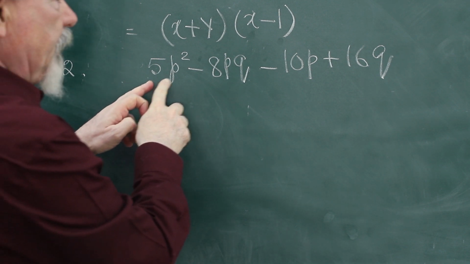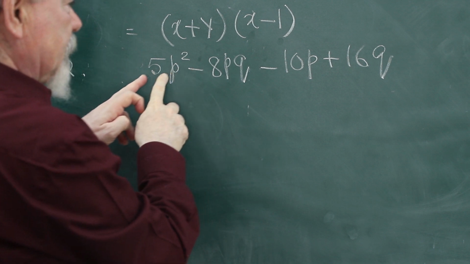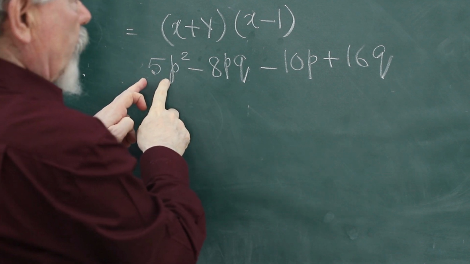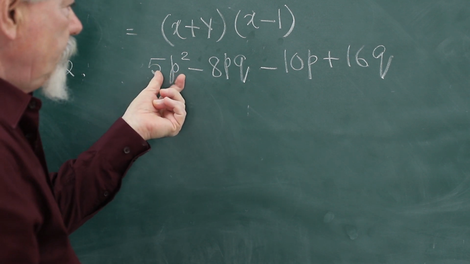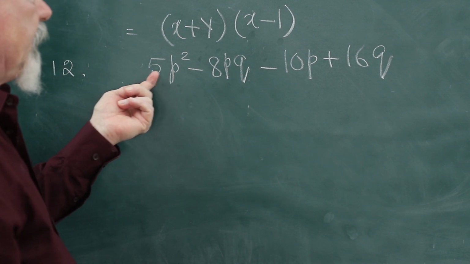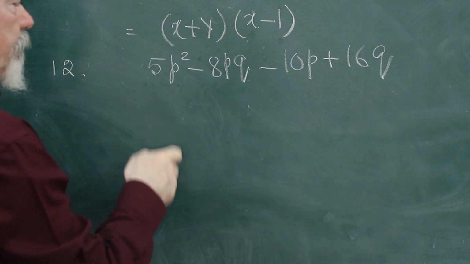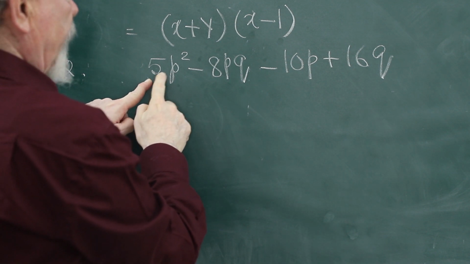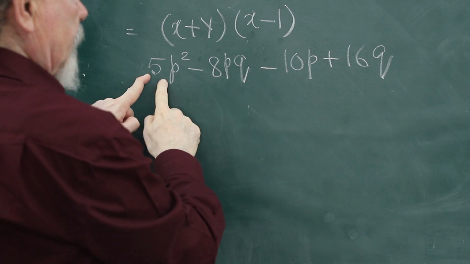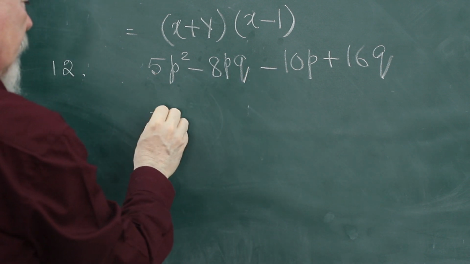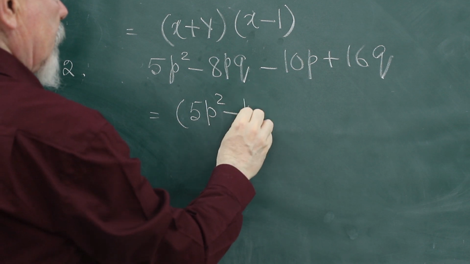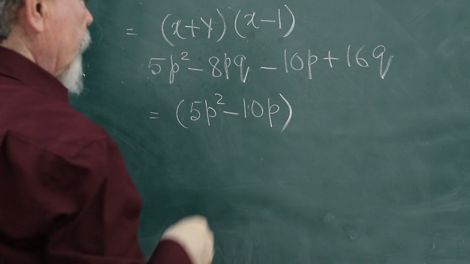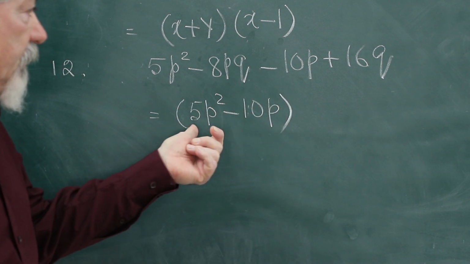Now out of 5p and 8q, if I take p common, I cannot take 5 and 8. But what I can pair is 5p square and 10p. I can make a pair of this, like 5p square minus 10p. Out of this you can see 5 is common and p is common.